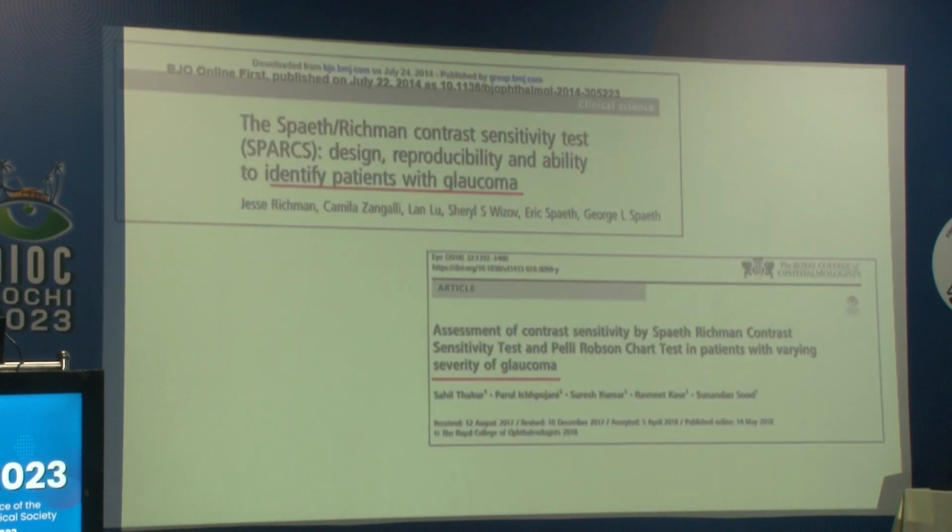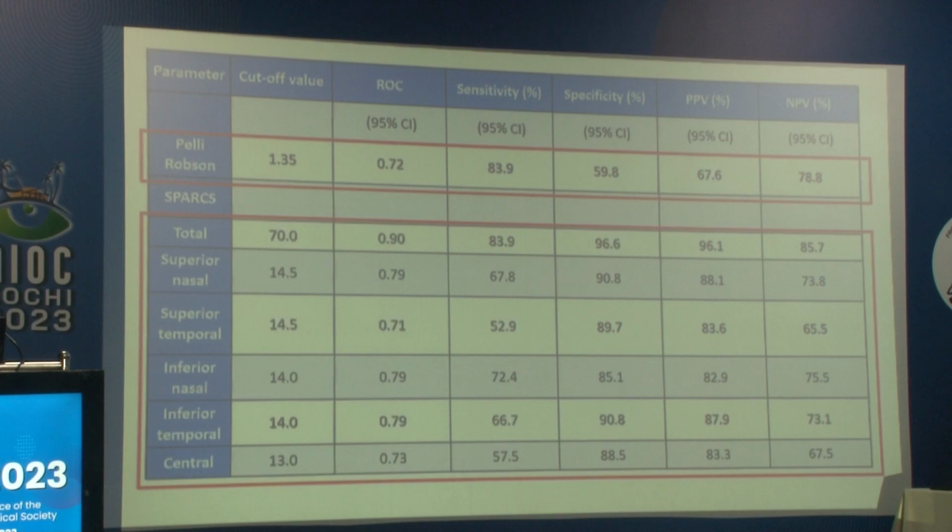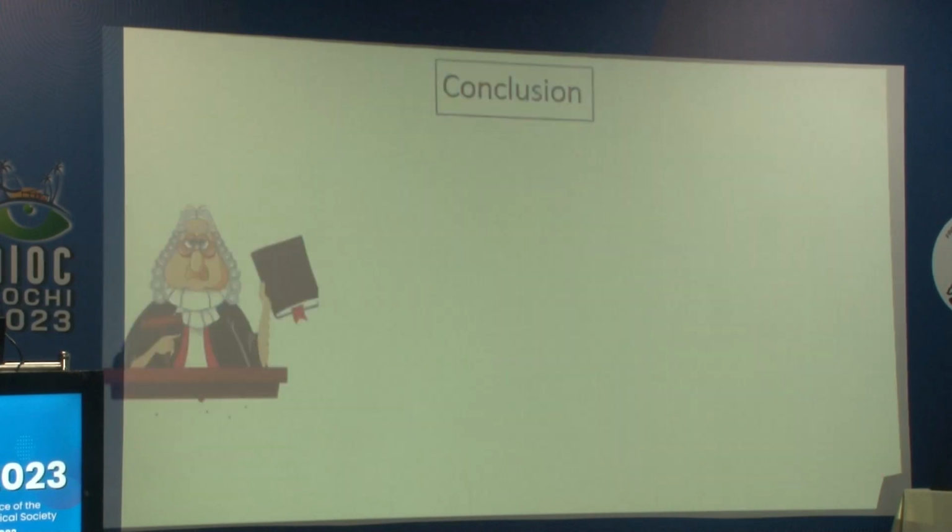Now, all this study has been already done. What new does this study add? We also plotted an ROC curve for different quadrants like upper nasal, upper temporal, central, lower nasal and lower temporal, and we could find that the ROC curve and the area under the curve, sensitivity and specificity were much higher for Spaeth as compared to Pelli-Robson.